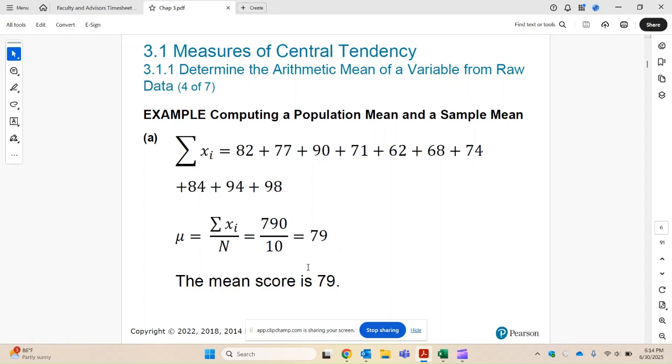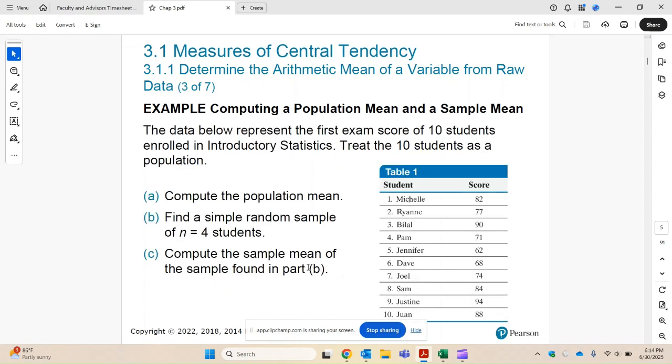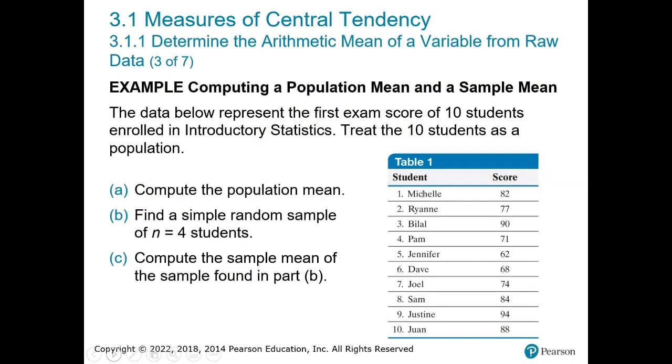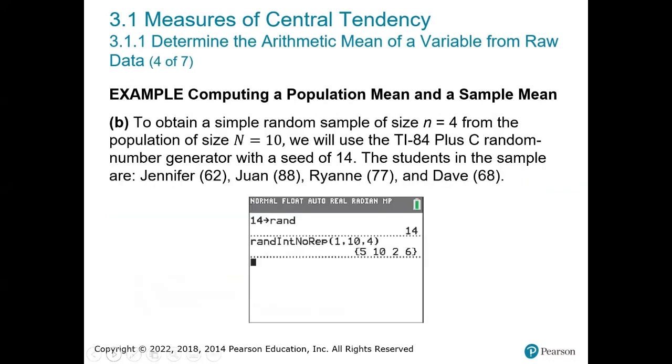I will always show you these by hand first, just so you can understand the concept, and then we will go back and do these in StatCrunch. So our population mean is 79, and next we're going to talk about how we find a simple random sample of size 4 and calculate the mean of that. We have a few different options for how we could do this. I could go to a random number generator, and because this is the example I'm working out for you, I've already gone through and done a random number generator here.